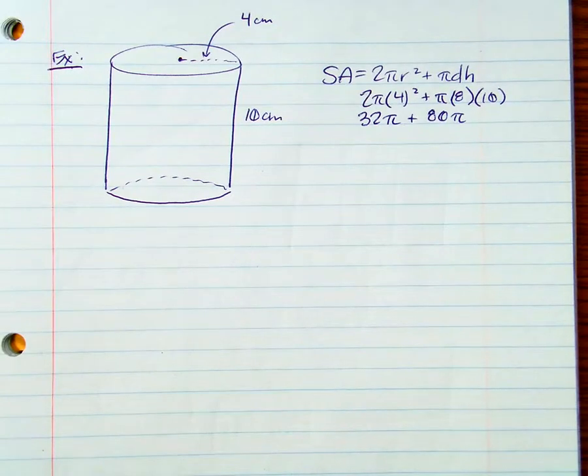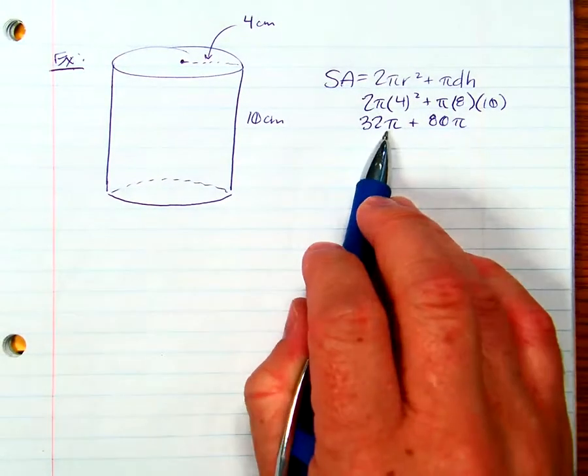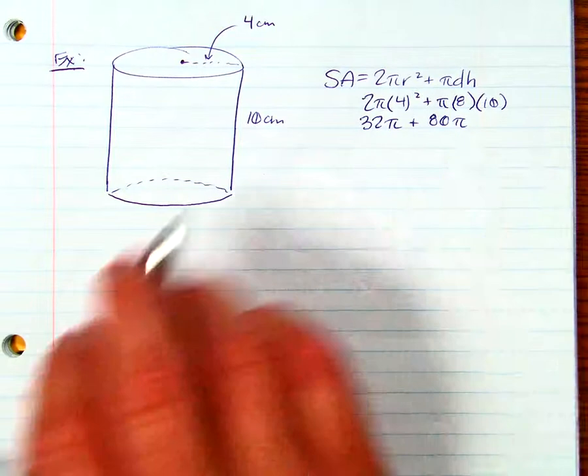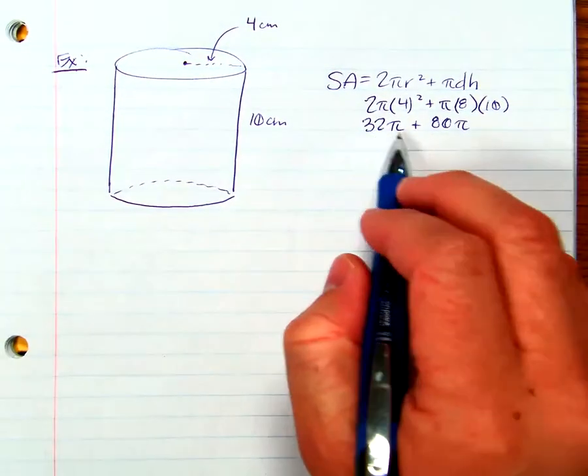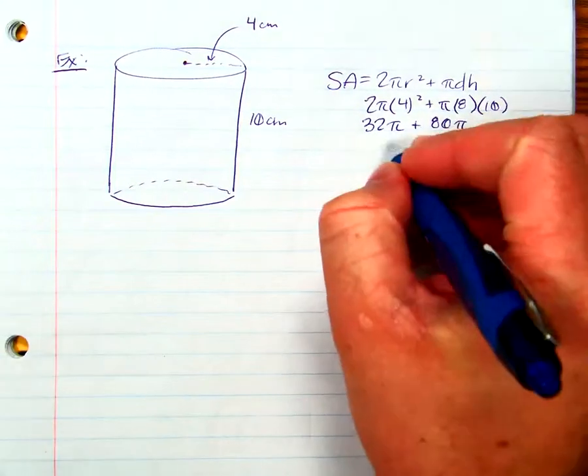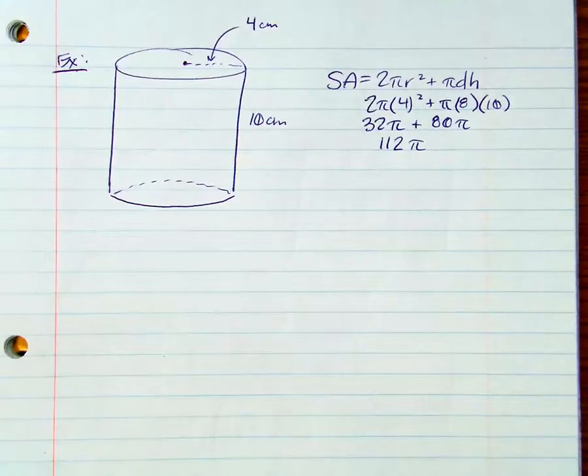We can treat pi just like a variable, which means 32 pi and 80 pi are like terms. I can add them together. 32 plus 80 would give me 112 pi. The benefit to doing this is I am only going to have to multiply with pi once. So I'm only going to have to work this out one time and then never again.